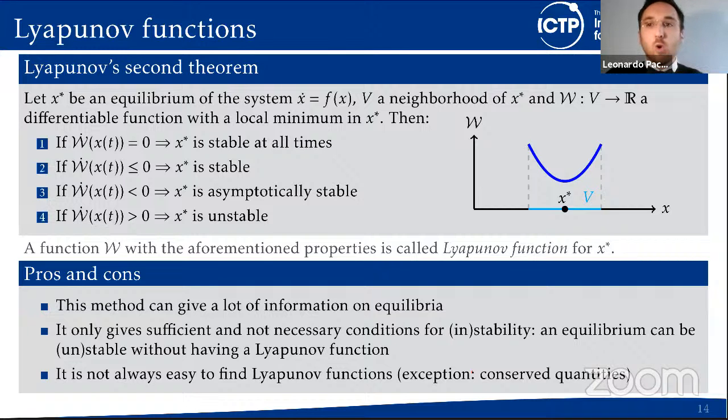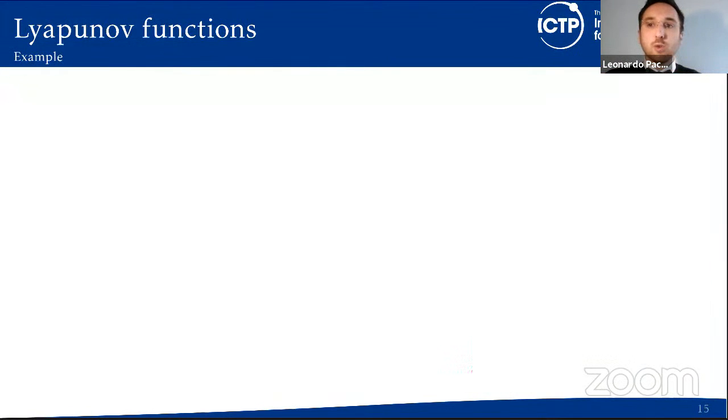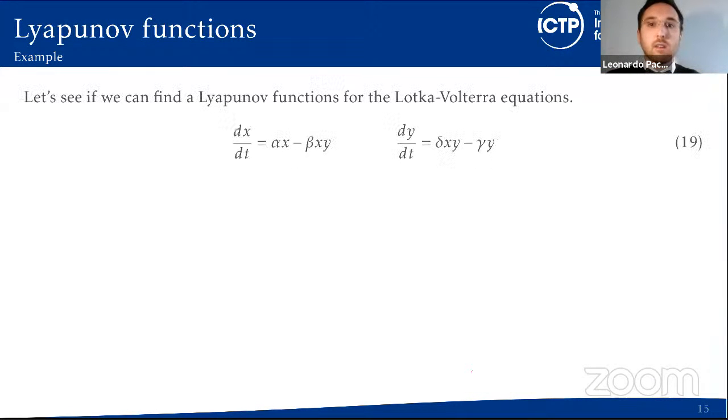But if we don't know if the system has a conserved quantity, we have to use our intuition to find a Liapunov function. Let me show you a concrete example to see how we can use the Liapunov functions. I want to show that using the Lotka-Volterra equations. Professor Weitz yesterday in his lecture mentioned that the Lotka-Volterra equations actually have a conserved quantity. Let me show you how we can find it.